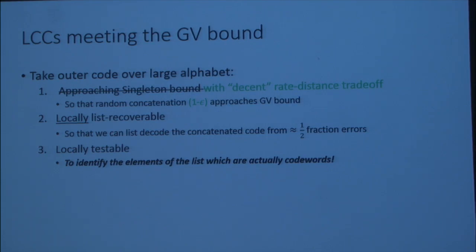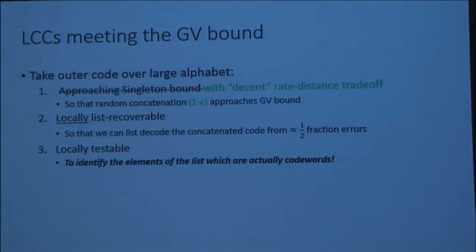So here's something that would fix it. Let's not approach this singleton bound. We observe that even if you have some pretty decent rate distance trade-off, which is not approaching the singleton bound, then if you do this random concatenation, you can get pretty close to the GV bound. That's where we lost the 0.99 in the first slide: we don't approach the GV bound, but we get 0.99 close to the GV bound. That 0.99 comes if you start with an outer code which is not on the singleton bound, but just has a pretty decent rate distance trade-off. So we are able to sacrifice a little bit on the singleton bound and still get by.